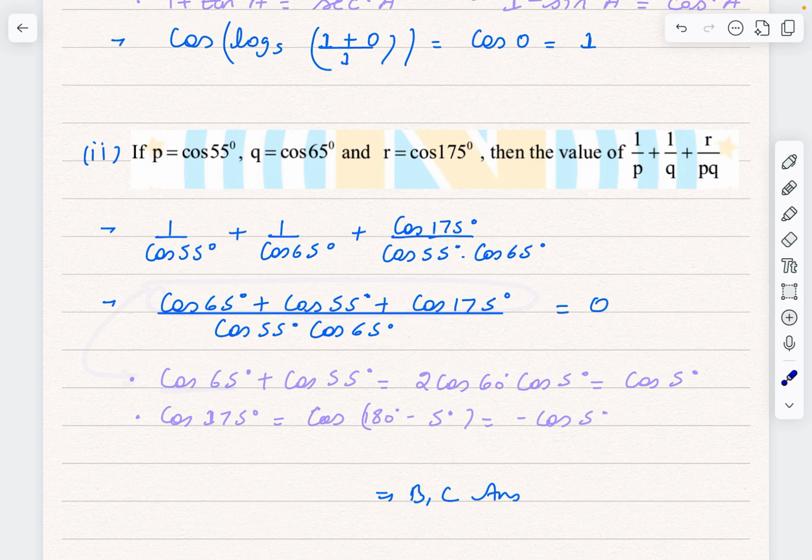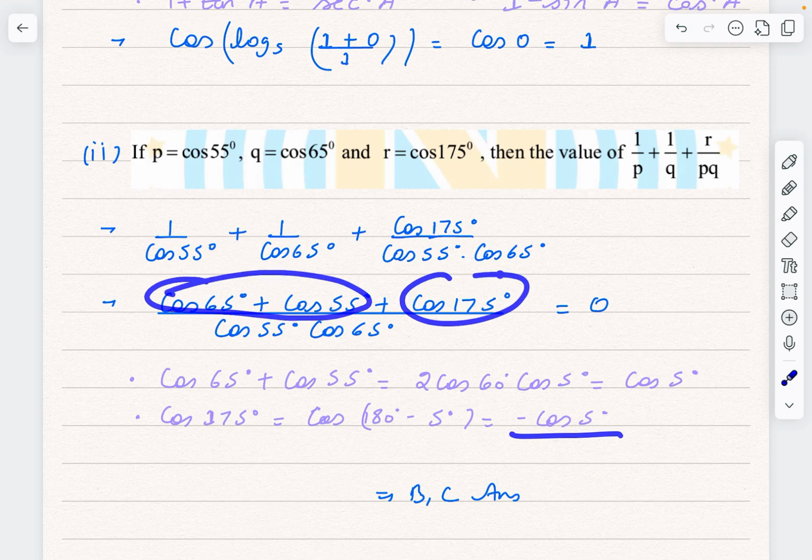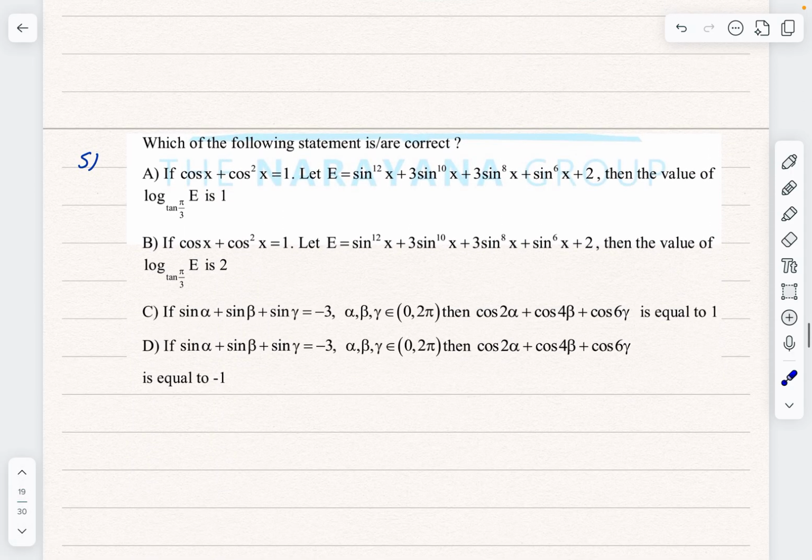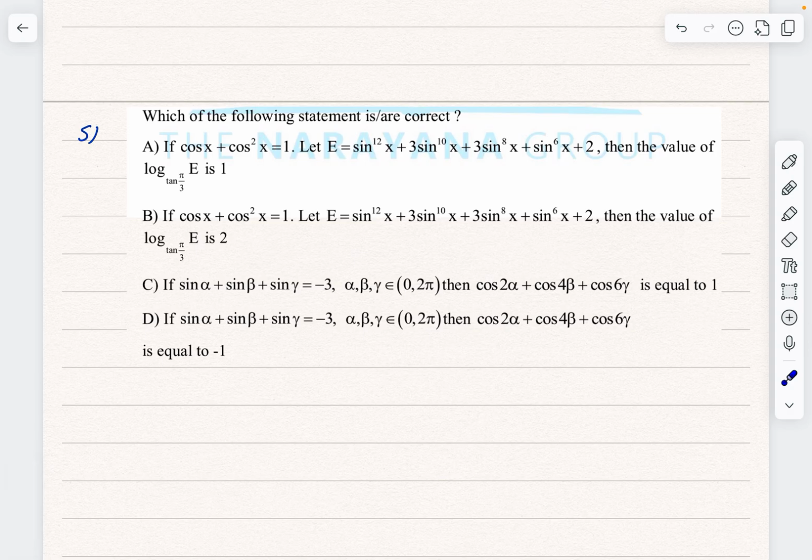How? If you do C plus D on cos 65 and 55, we get 2 cos 60 cos 5. And cos 60 will be half, which will be just cos 5 only. And cos 175 we can write as cos of 180 minus 5, and that will be minus cos 5. So this is cos 5, this is minus cos 5. When you add them, you get 0. So the answer for this problem will be B and C. Next, guys. This fifth problem, guys, you can give it a try.